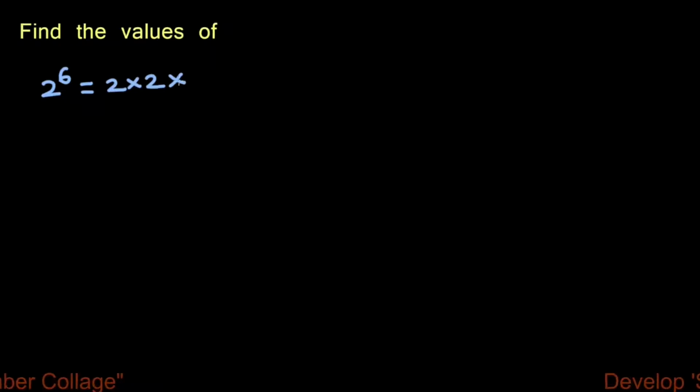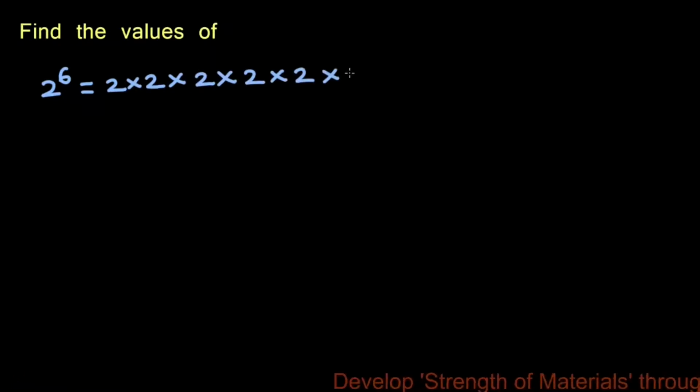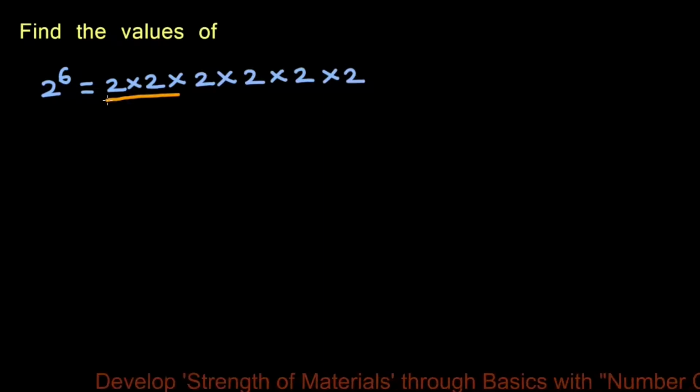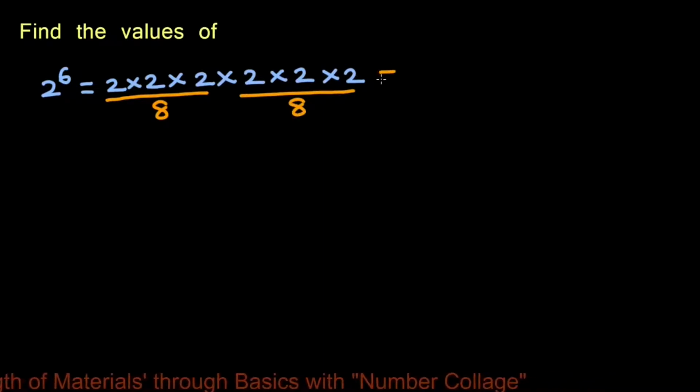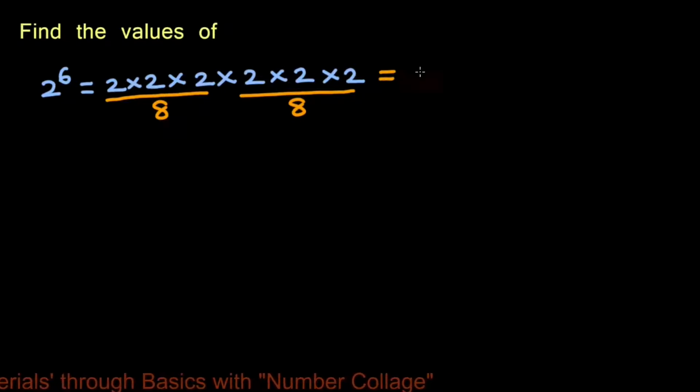Now we will see how to find the value of 2 raised to 6. It will be 2 multiplied by 2 multiplied by 2 multiplied by 2 multiplied by 2 multiplied by 2, 6 times. So this will be 8 and this will be 8. So it will be 8 8s are 64.